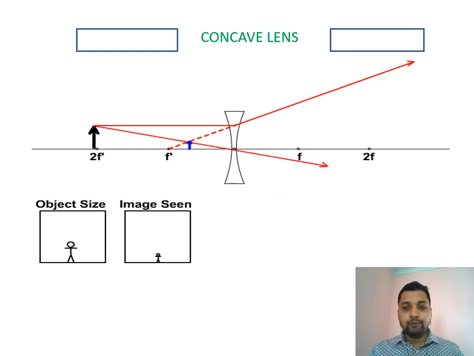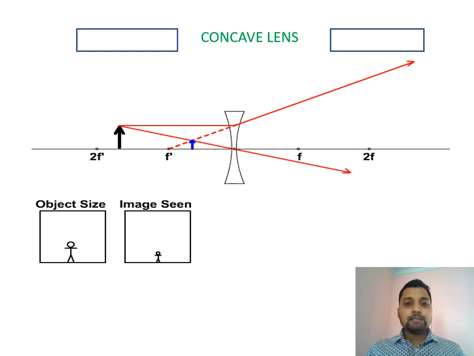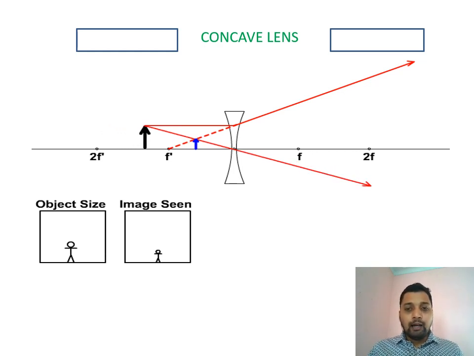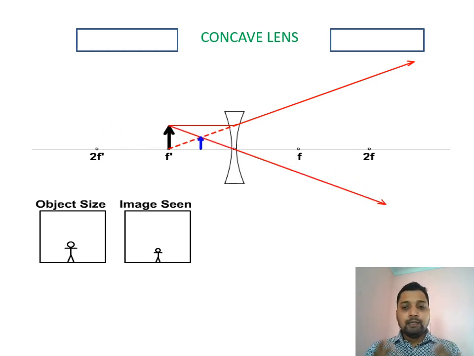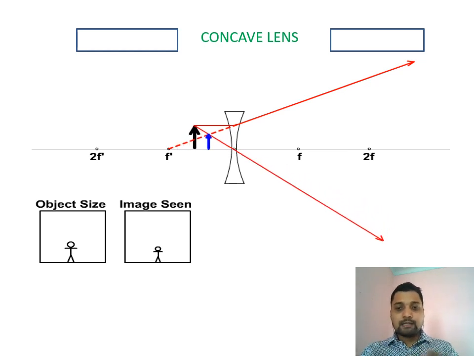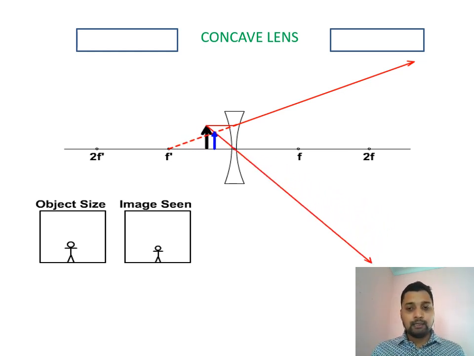In my next video, I'll discuss what the lens formula is and how we can calculate image distance, object distance, and focal length with sign convention.